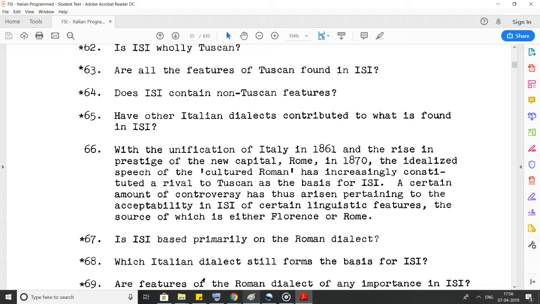Frame 64. Does ISI contain non-Tuscan features? The answer is yes. Frame 65. Have other Italian dialects contributed to what is found in ISI?